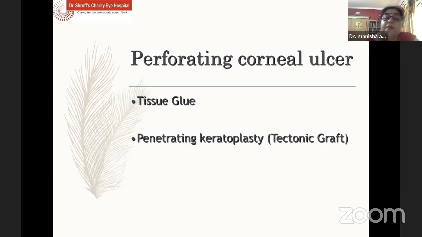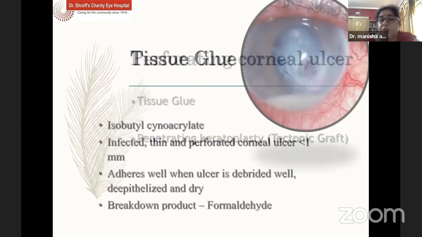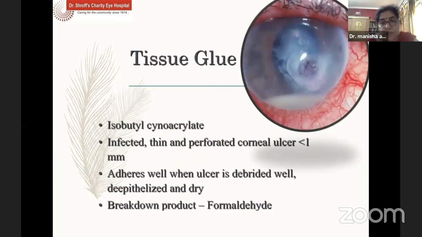Or the patient may go to an impending perforation level. So if it's perforated, we have to go in for a glue, or a penetrating keratoplasty, or a tectonic keratoplasty. A glue, like an isobutyl cyanoacrylate glue, would do well in any sort of perforated corneal ulcer which is less than 1 millimeter. Sometimes even up to 2, we are able to take care of it if we put a graft or a multilayered AMG along with the glue.